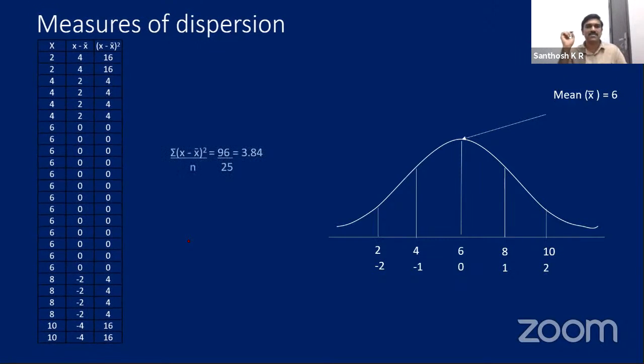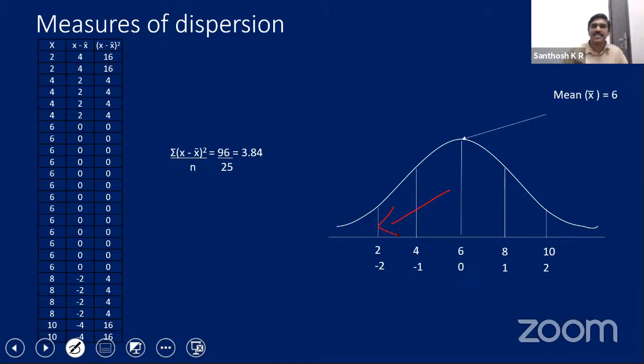Now they did what? As we find the mean, they divided it by n. So the sum of the squares by n equals 96 by 25, which equals 3.84. Okay, so how is the spread? 6 minus 3.84 has to be the spread towards this tail, and 6 plus 3.84 has to be the spread towards the other tail. But 6 minus 3.84 is not 2, and 6 plus 3.84 is not 10.